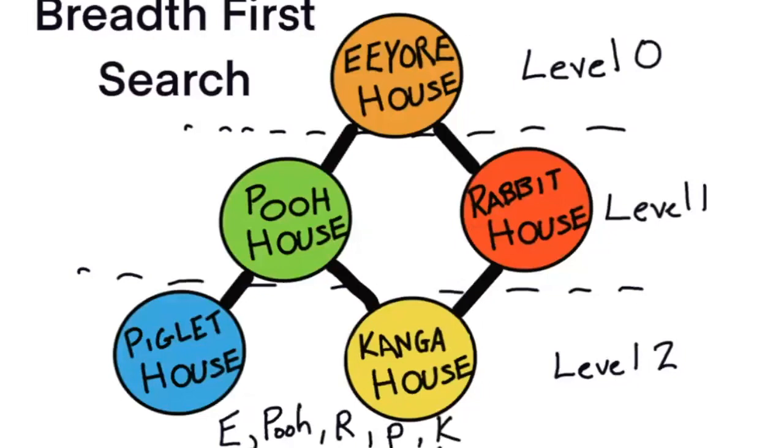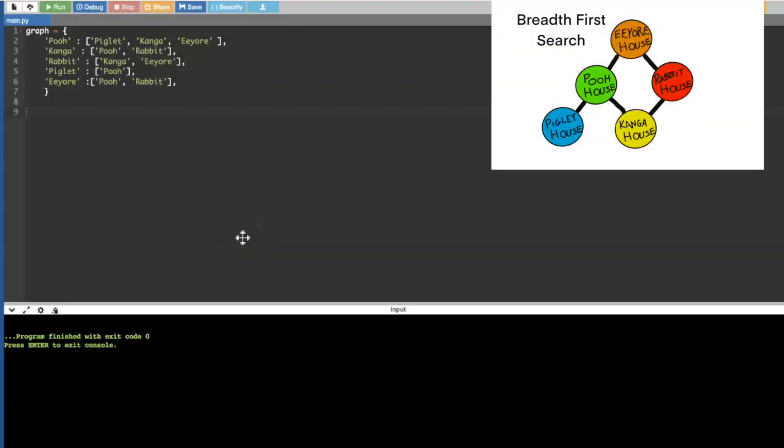You could visit them in the opposite order if you wanted to. I'm going to start with a representation of this graph in code. There's more than one way to represent a graph like this. I'm going to use an adjacency list. So I've got a Python dictionary where the different vertices are my keys, and the values are lists that talk about all the connections that that node has.